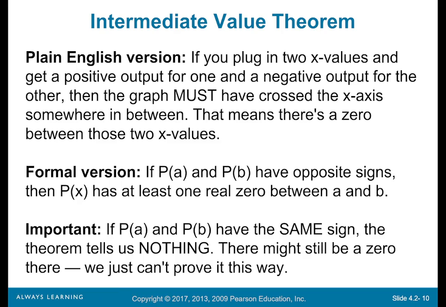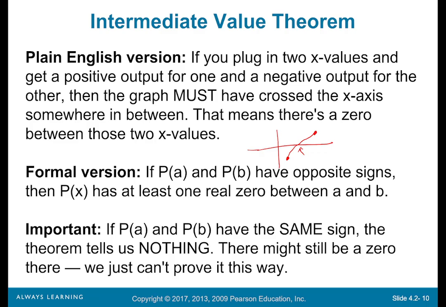Now we have one quick theorem to kind of wrap up this lecture. Here we have the intermediate value theorem, and to put it in plain English, it says if you plug in two x values, you get a positive output for one and a negative output for the other, then the graph must have crossed the x-axis somewhere in between. So that means there is a 0 between these two values, right? If I have a graph, and let's say I have a point down here and a point up here, then of course my graph crosses the axis at some point.